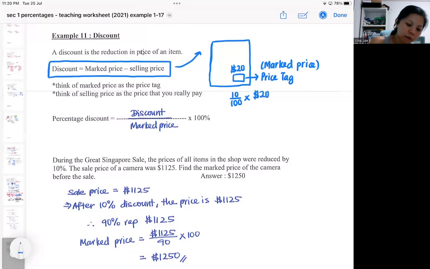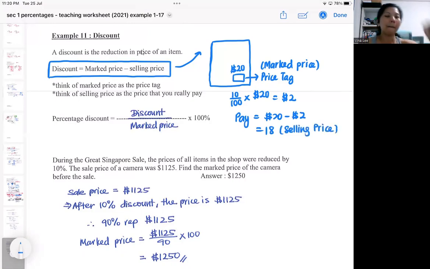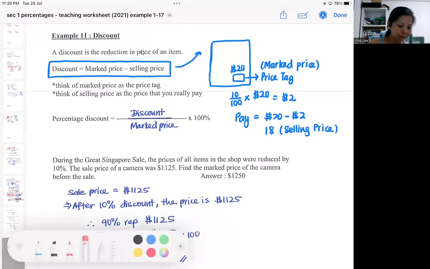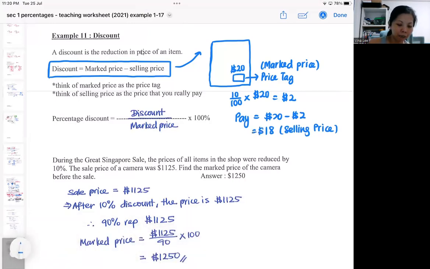10% of $20 is $2. So what you actually pay is $18. This $18 is the selling price. Even though it's marked at $20, the person sells it to you at $18. Essentially, the selling price is the price that you are paying from your pocket. The price that you are paying is different from the price tag. That is called a discount.